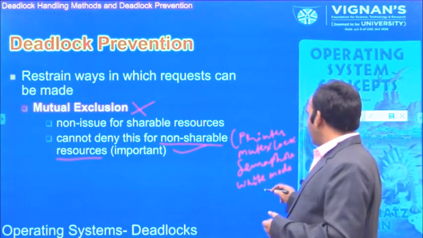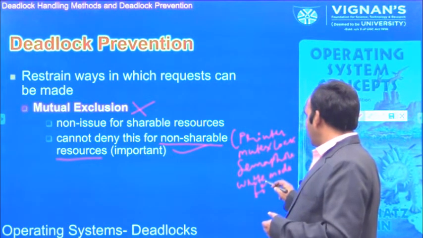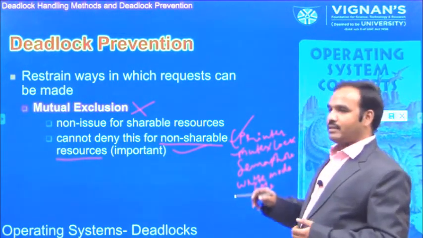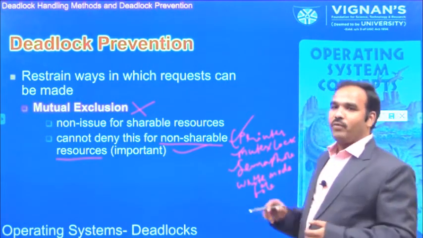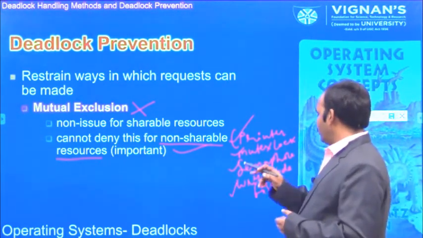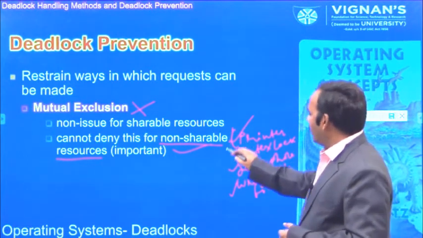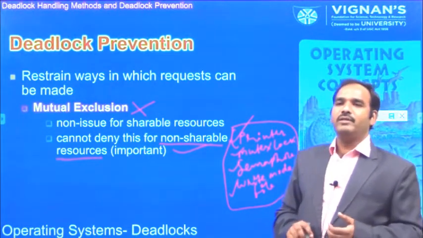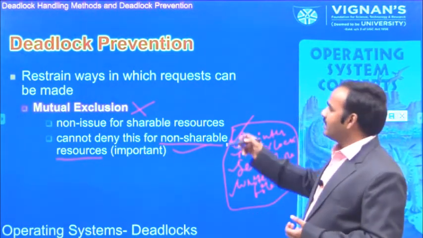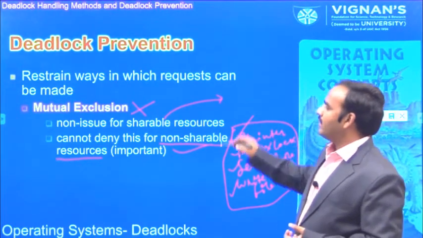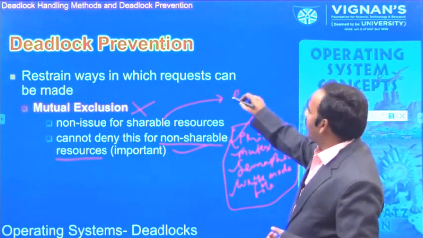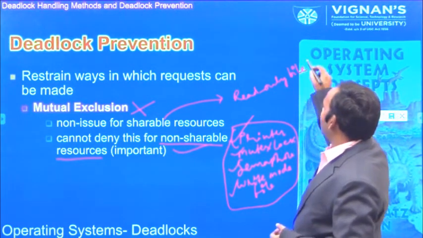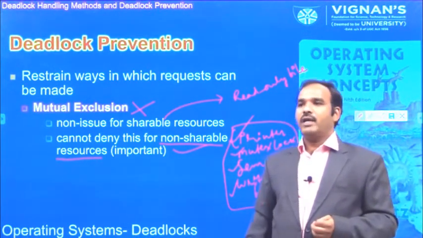If the file is opened in write mode, it is non-shareable. Printer is one non-shareable resource. Mutex is a non-shareable resource. Semaphore is also a non-shareable resource. A write mode file too. These are the non-shareable resources in the system. You can't eliminate these resources from the system. But what is the example for a shareable resource? The example for a shareable resource is a read-only file. A read-only file is a shareable resource.